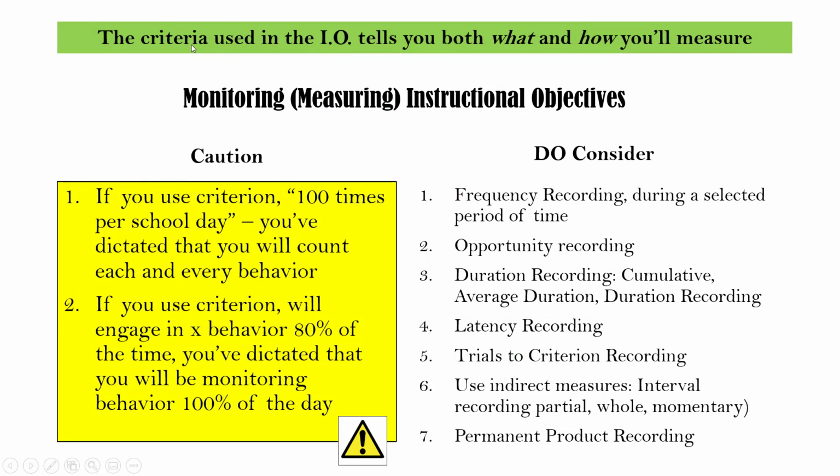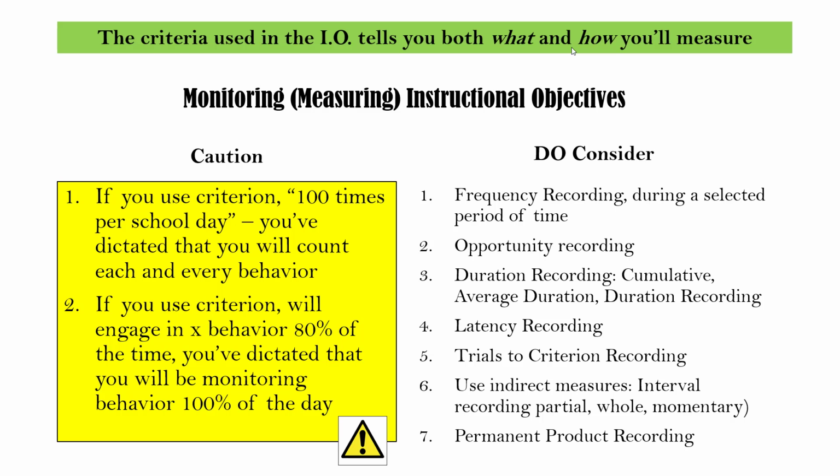All right, guys. When monitoring or measuring your objectives, this is when that measurement system comes into play. And we talked about frequency recording, duration recording, latency, things like that. You have to be really careful in how you decide to measure the behavior. Your criteria is going to tell you what and how you're going to measure it. So it's going to tell you if you're measuring frequency, and are you measuring it continuously? Are you measuring it discontinuously?